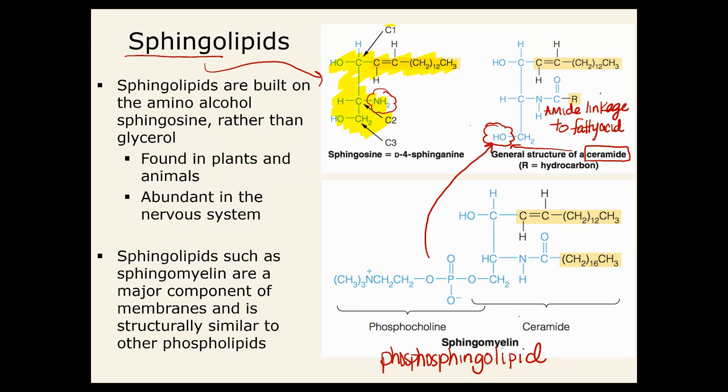Okay, now why are these important? These dominate our nervous system. So they dominate in nerves and in the brain cell membranes. So the sphingolipids or sphingophospholipids are very important components of cell membranes in the brain and in the nervous system.